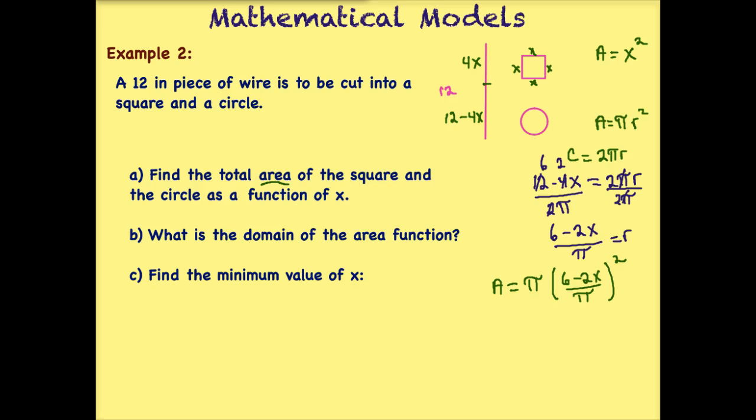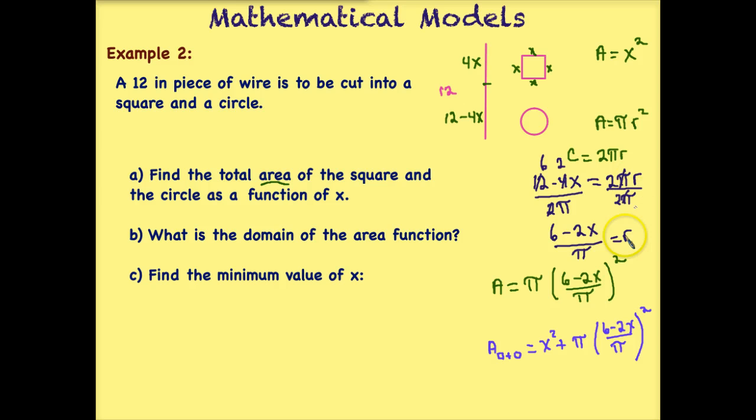In order to get what we need, we just need to add the area of the square to the area of the circle. So our total combined area, this would be our square plus our circle, will now be equal to x squared plus pi times 6 minus 2x divided by pi, and then everything squared.